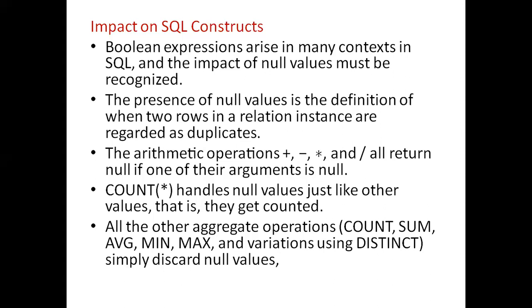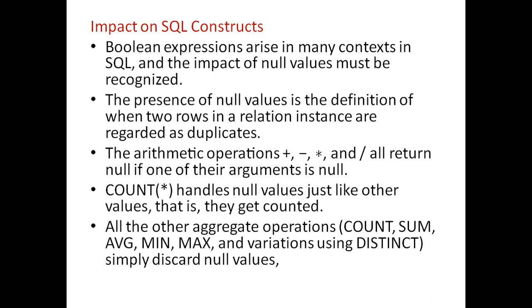And the arithmetic operations, that is plus, minus, asterisk and division, return a null value if one of their arguments is null. Say I have one column with integer values and a second column also with integer values, and I want to add those two values. For one record the first column value is null and the second value is 10. When I add those two, it will return null directly. It won't give any result. This is the impact of null values on arithmetic operations.